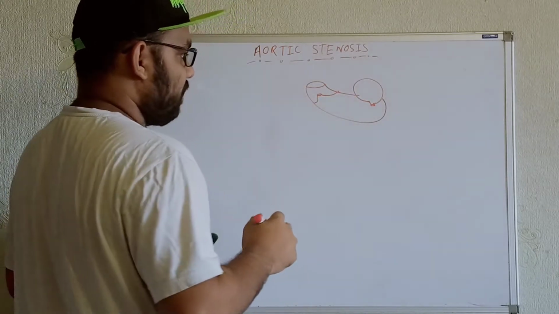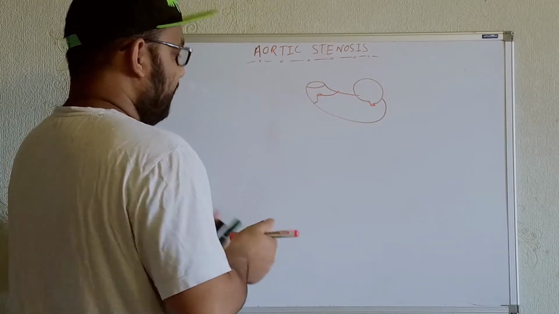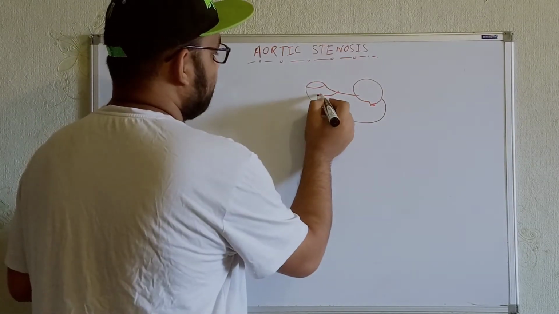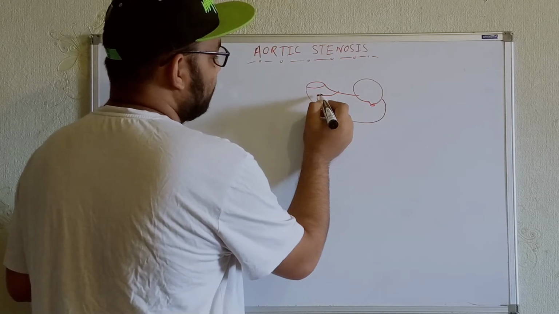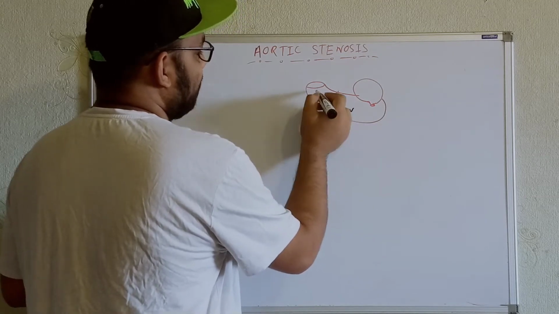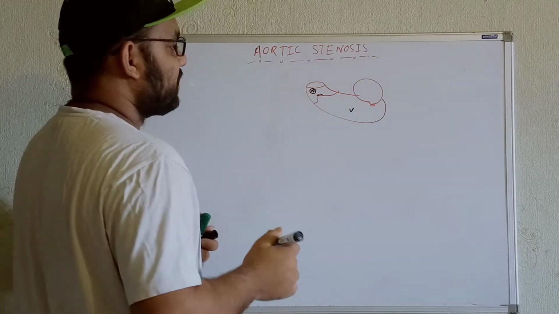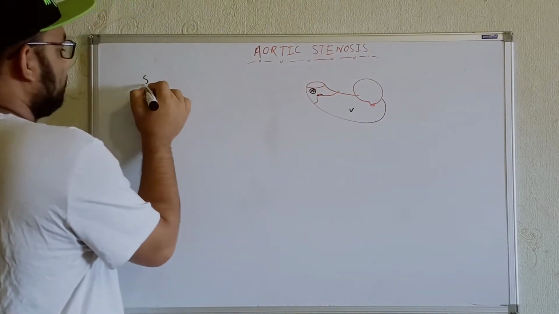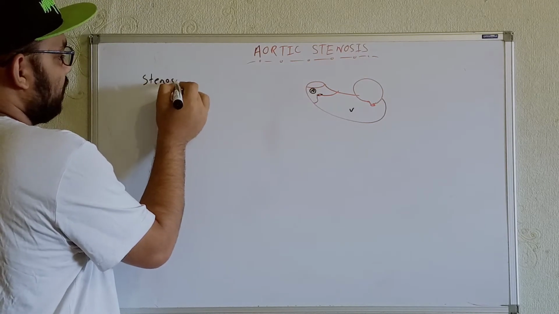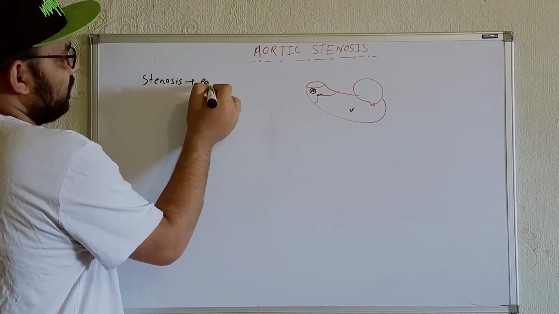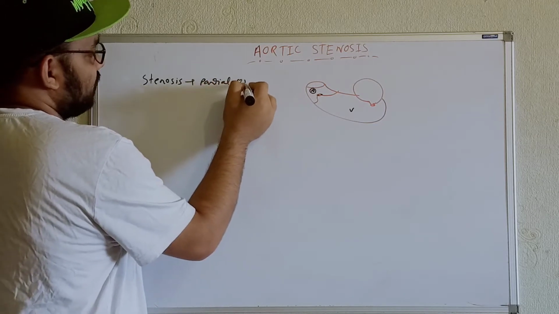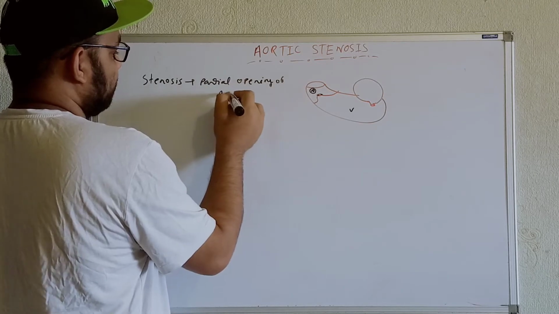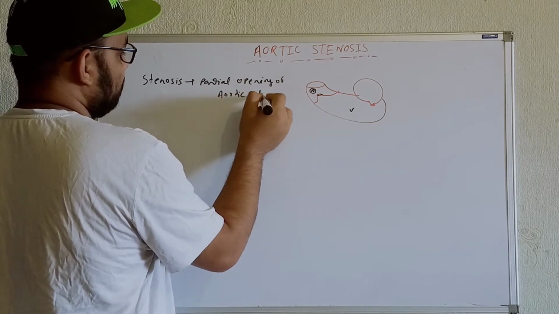So for example, this is the normal valve. Now whenever we see narrowing of the valve, as a result very little space is available to eject the blood from the ventricle to the aorta. So this type of problem we can see. Let me write one second over here. In stenosis there will be a partial opening of the valve, not complete opening. Partial opening of the aortic valve.